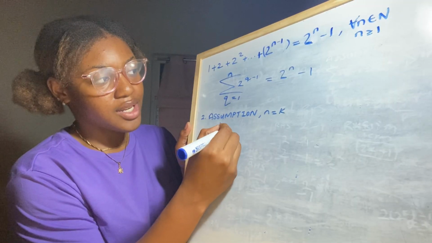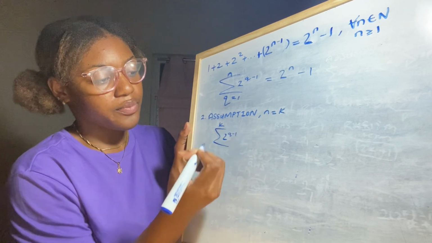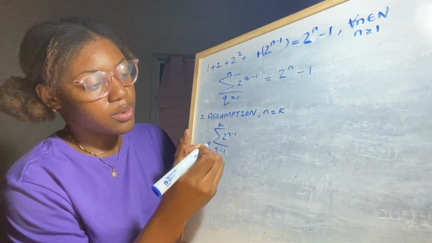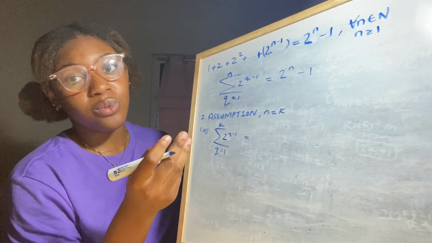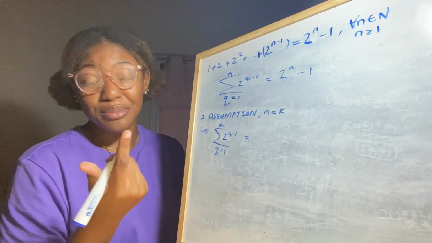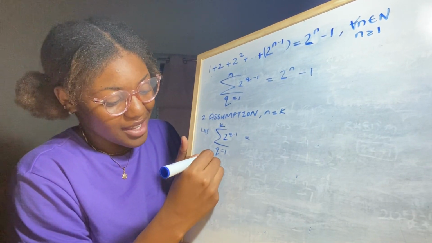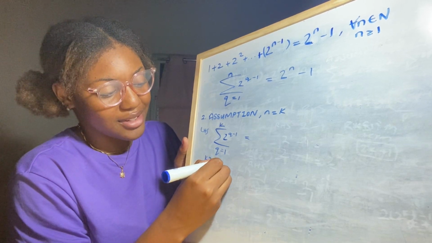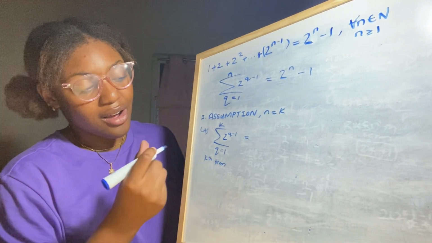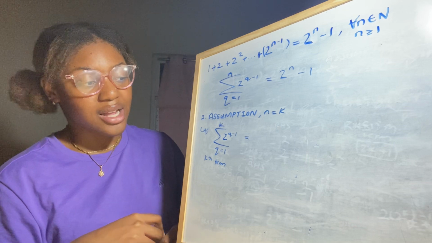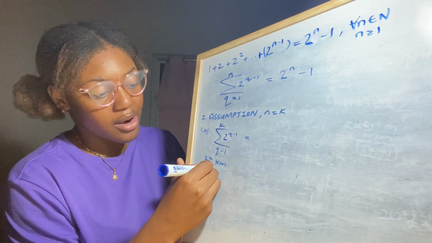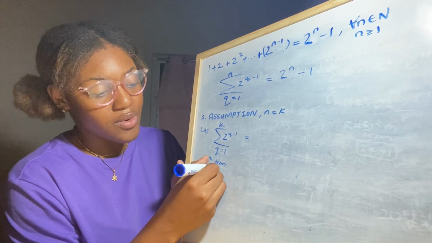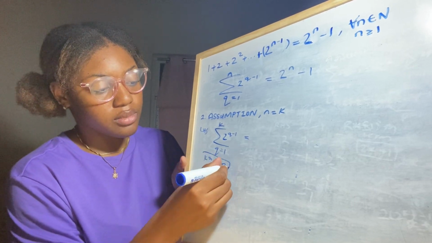Yeah, so 2 raised to the q minus 1, where q equals 1. That's our left hand side. And from here, we're going to find what our kth term is. All we do to get that is substitute k into our formula right here. So our kth term is simply 2 raised to the k minus 1.